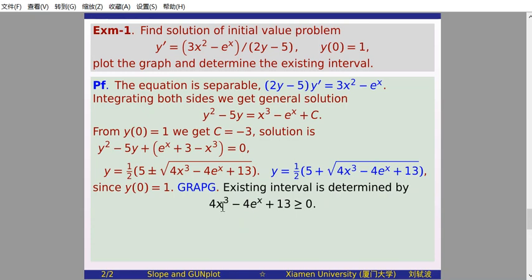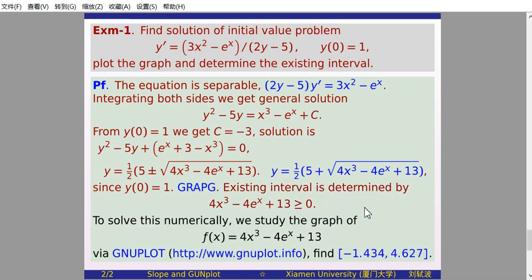This inequality involves x cubed, and here is an exponential function. So this inequality cannot be solved analytically. Therefore, we can only try to find a numerical solution. To solve this numerically, we study the graph of this function.